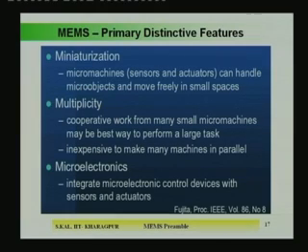At the same time, many machines, if you integrate them together, they work in parallel. So, if you think of the total system, its cost will also reduce. That means it is inexpensive. On the other hand, another thing is the microelectronics. It integrates microelectronic control devices with sensors and actuators. So, these are the three primary distinct features, namely miniaturization, multiplicity and microelectronics.